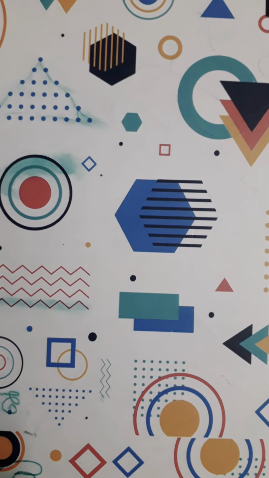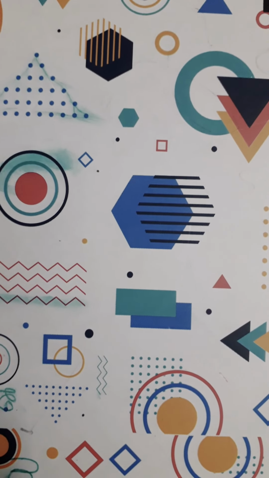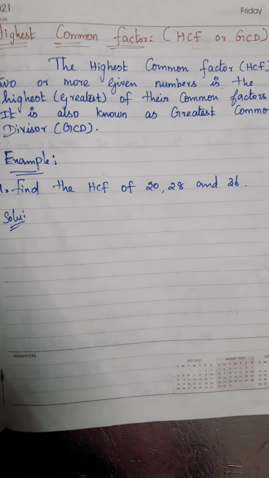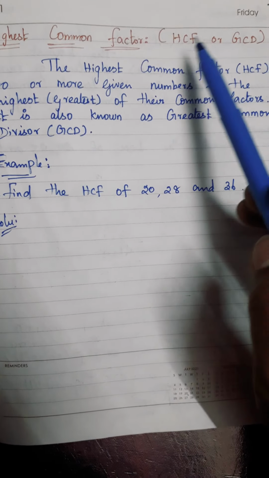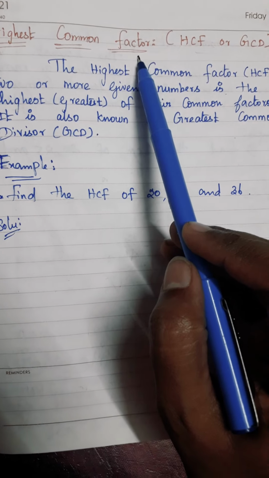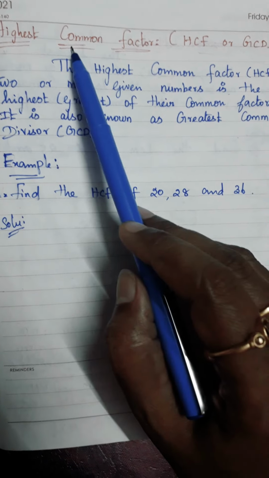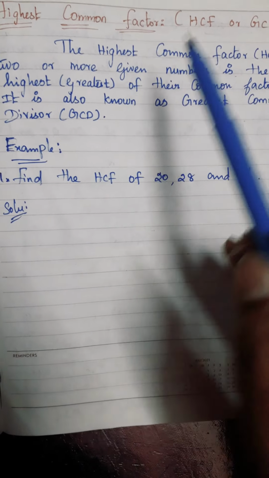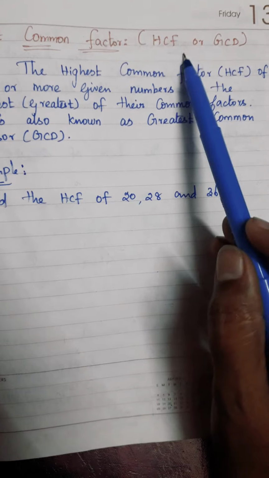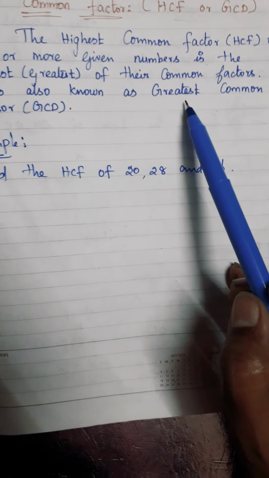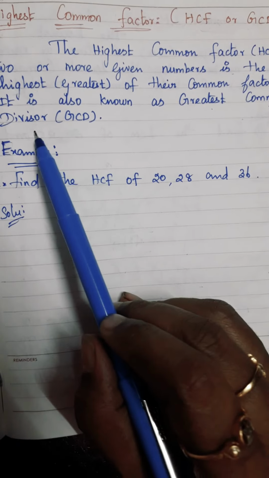Hi friends, I am going to explain how to find the highest common factor. What is the abbreviation of HCF? Let us see, that is highest common factor. The other name of highest common factor is greatest common divisor. Both of them are the same, HCF or GCD.